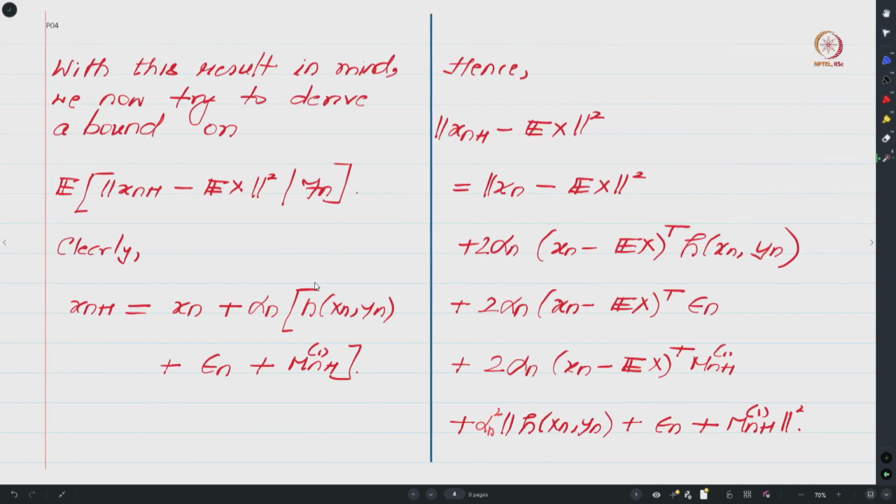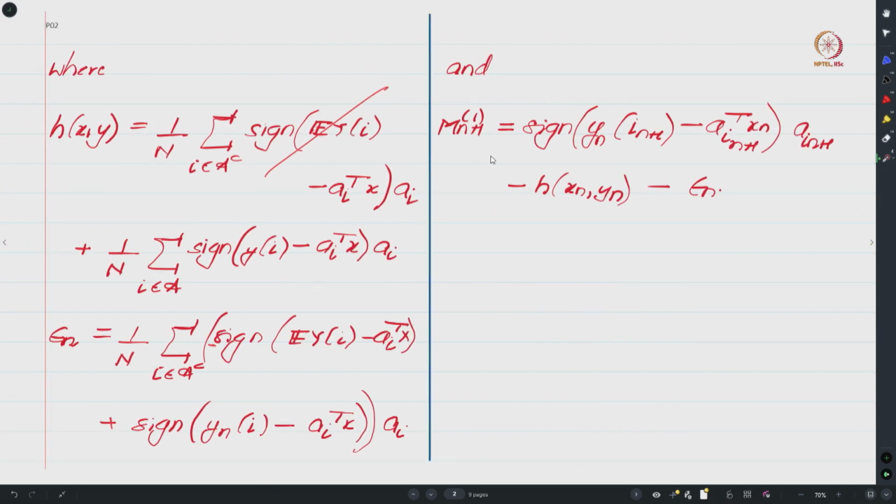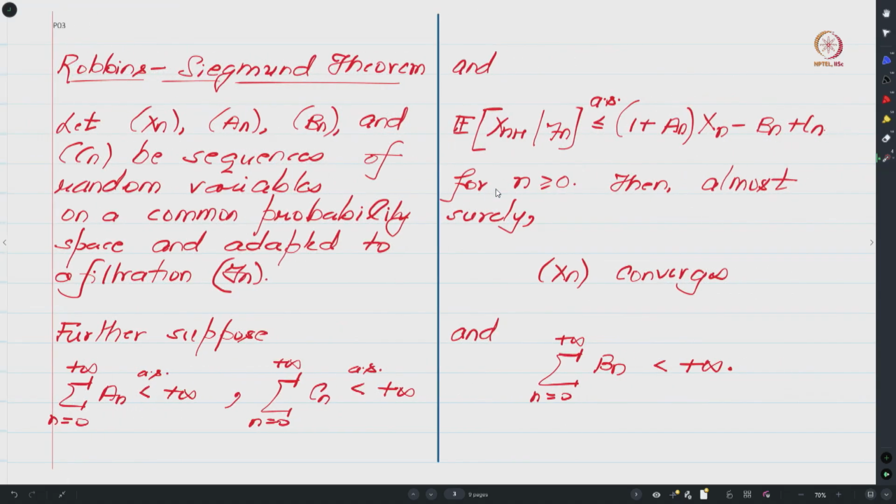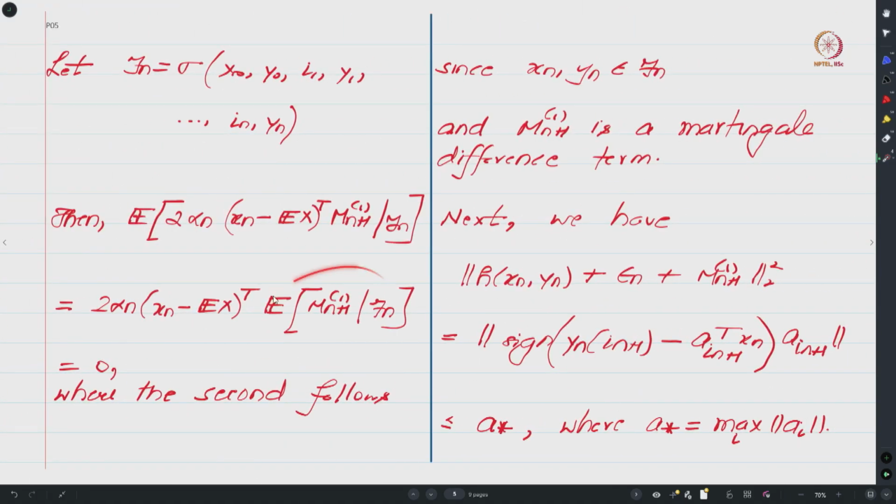And if you recall the description of Mn plus 1, in this expression and this expression, the difference is that you have your in plus 1 and you treat it as a random variable. Imagine everything else to be a constant and only in plus 1 as a random variable, and if you take the conditional expectation you will get an expression like this. Because of this reason, the conditional expectation of this will be 0.